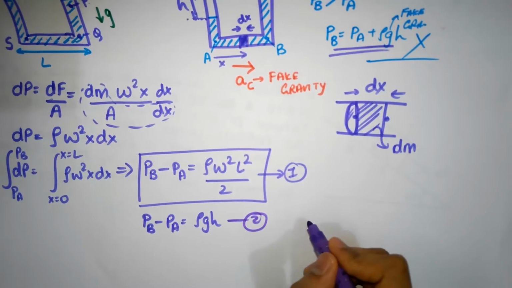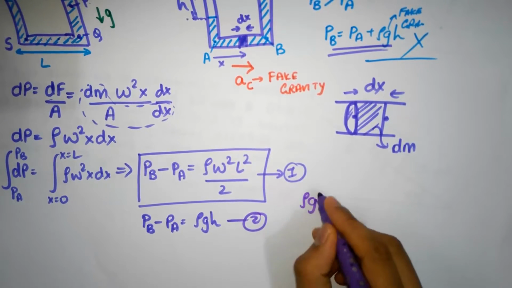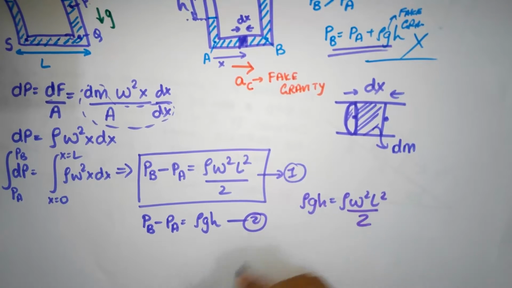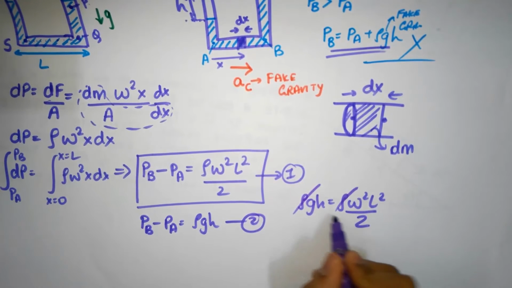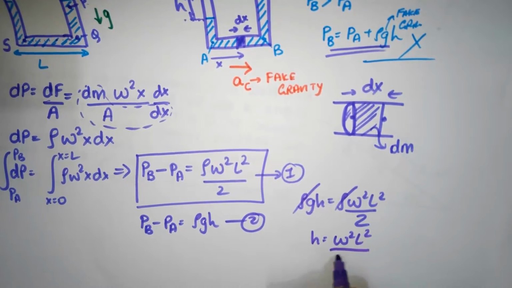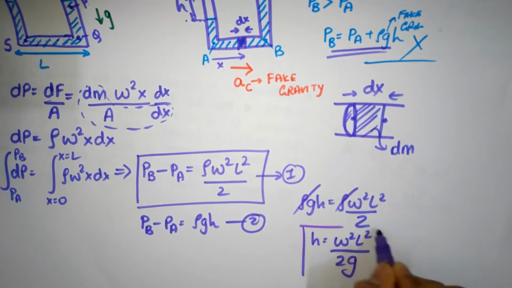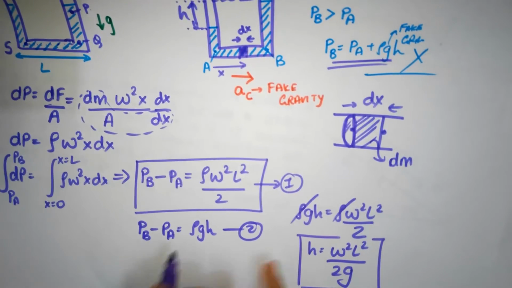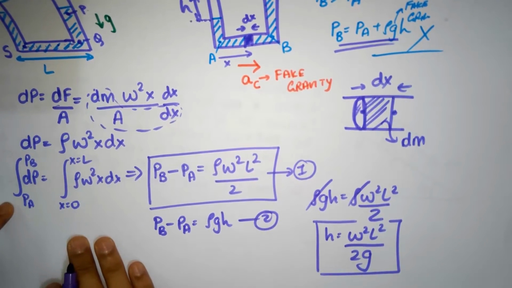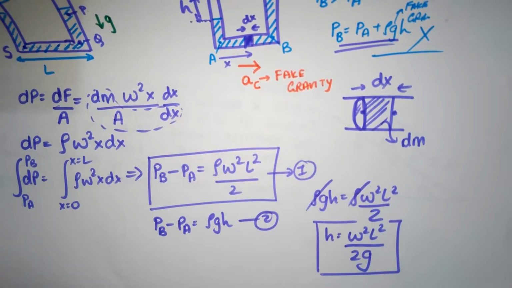Equate 1 and 2 and we get rho g h equals rho omega square L square divided by 2. Rho cancels. And we now have h equals omega square L square divided by 2g. Ta-da! That's the value for height. Okay, now that we understand what's going on, let's go back and solve that problem, shall we?